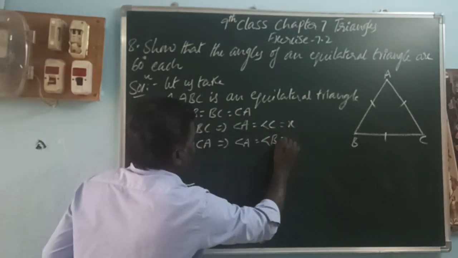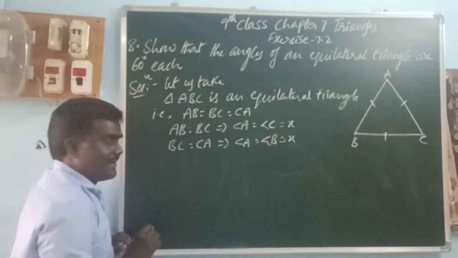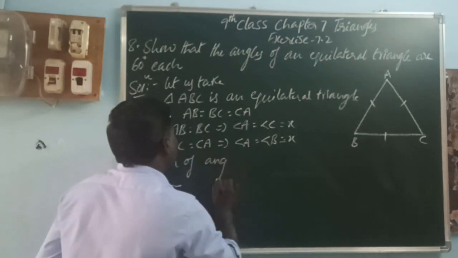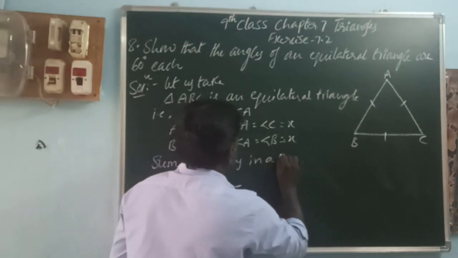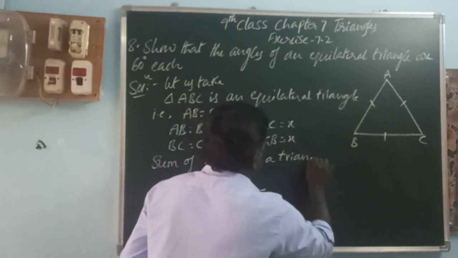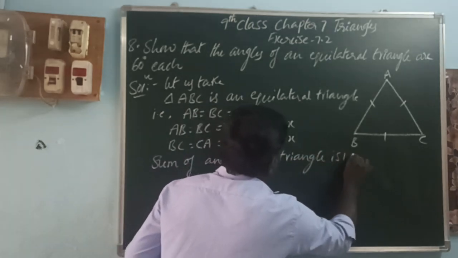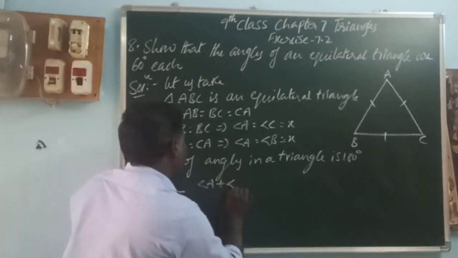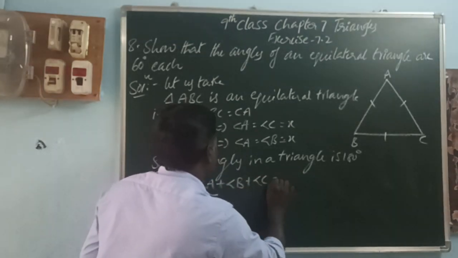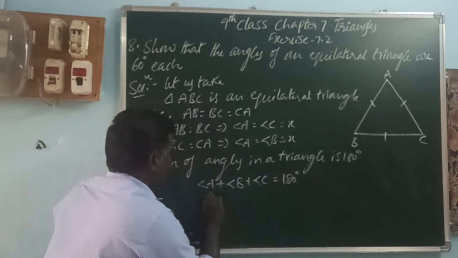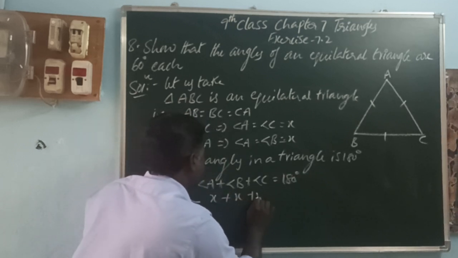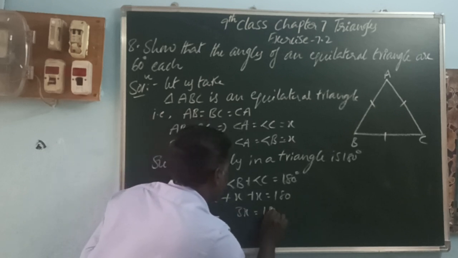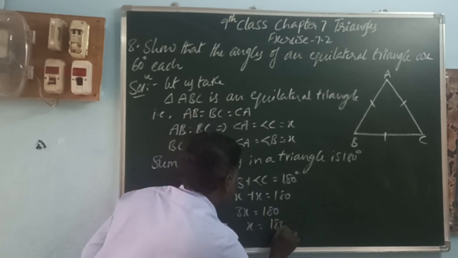Angle A is how much? X, then angle B is also how much? X. So sum of angles in a triangle is how much? 180 degrees. So angle A plus angle B plus angle C is equal to 180. So x plus x plus x is 3x, 3x is equal to 180. So x is equal to 180 by 3.